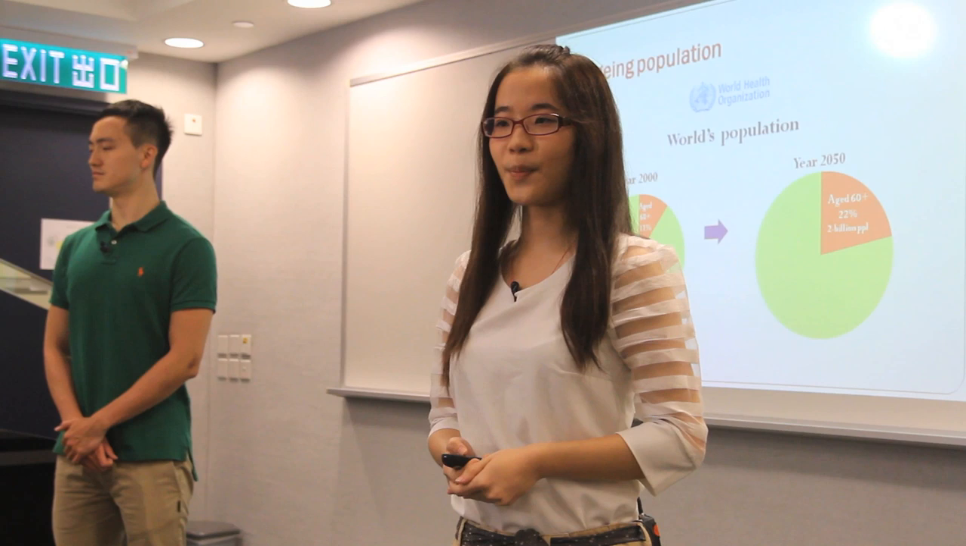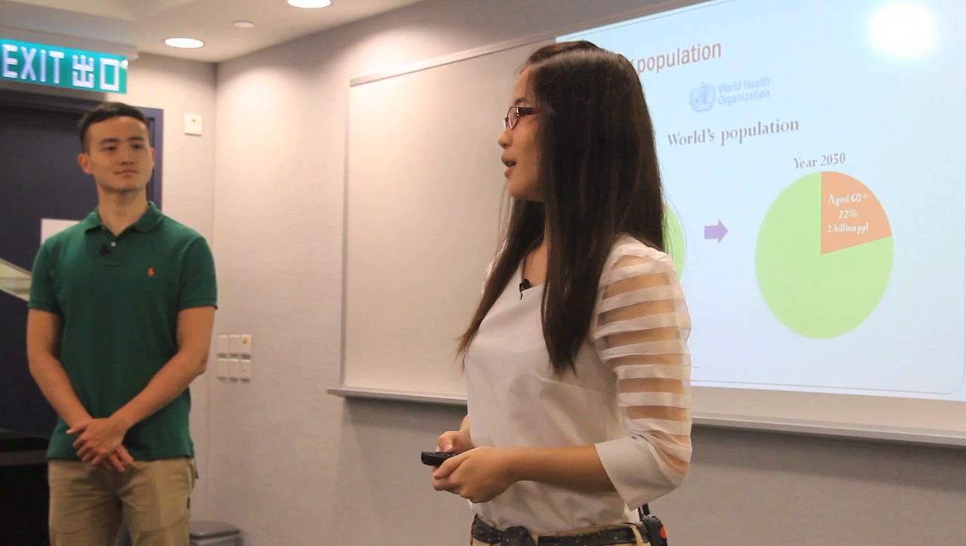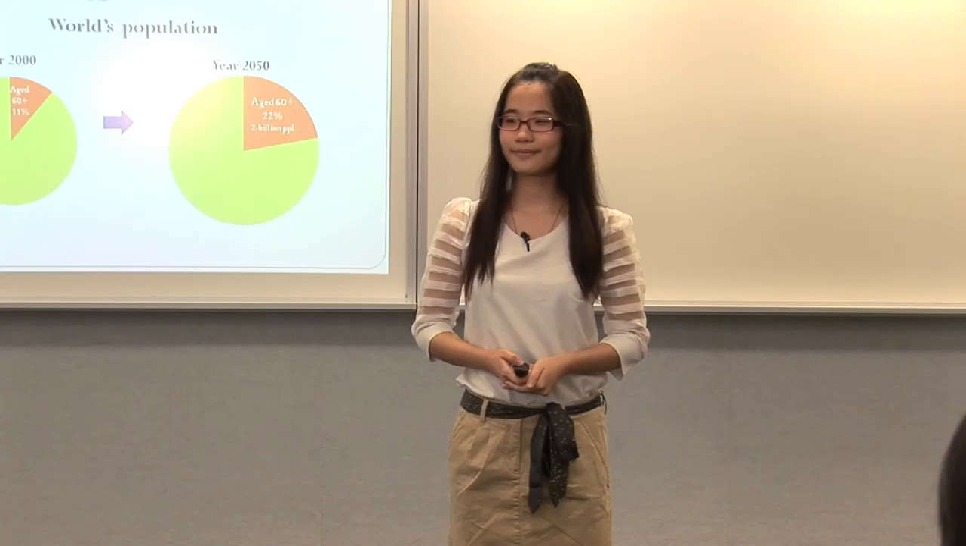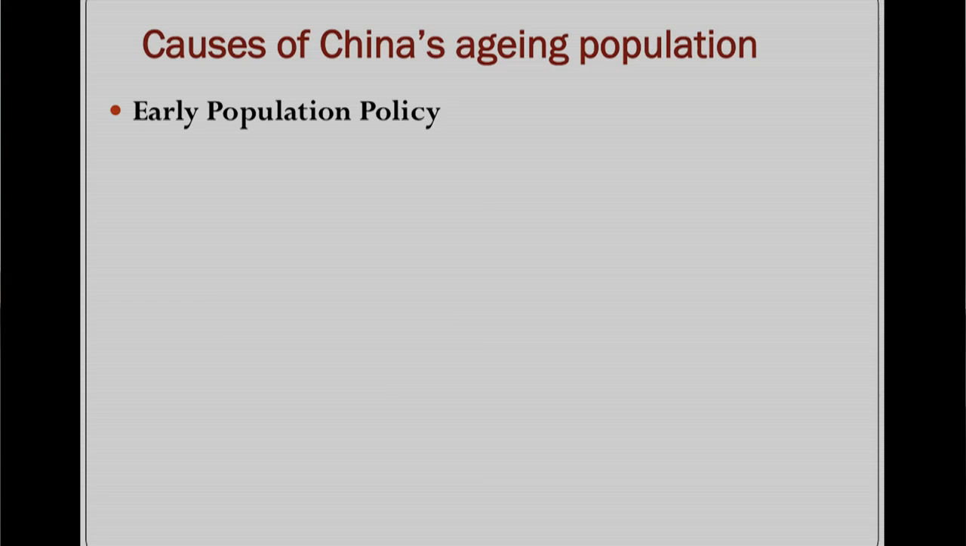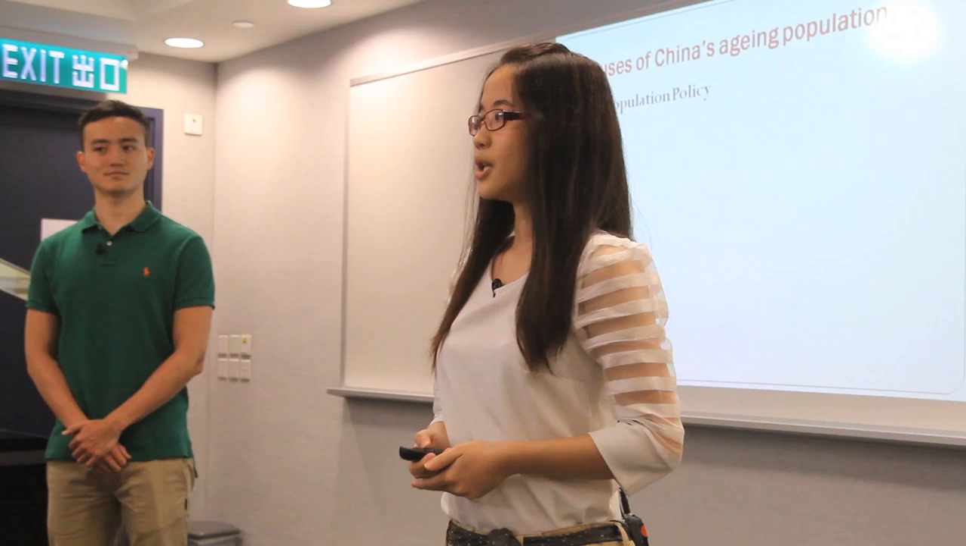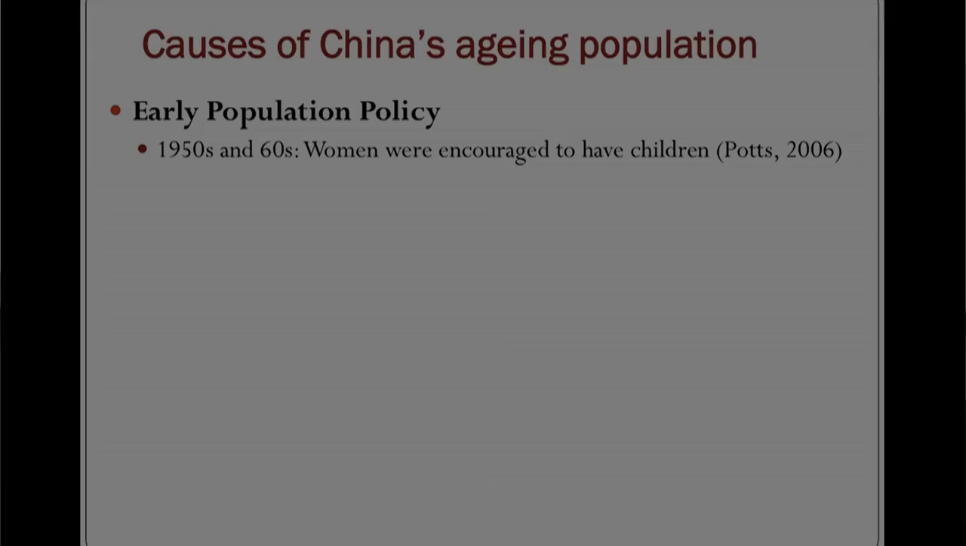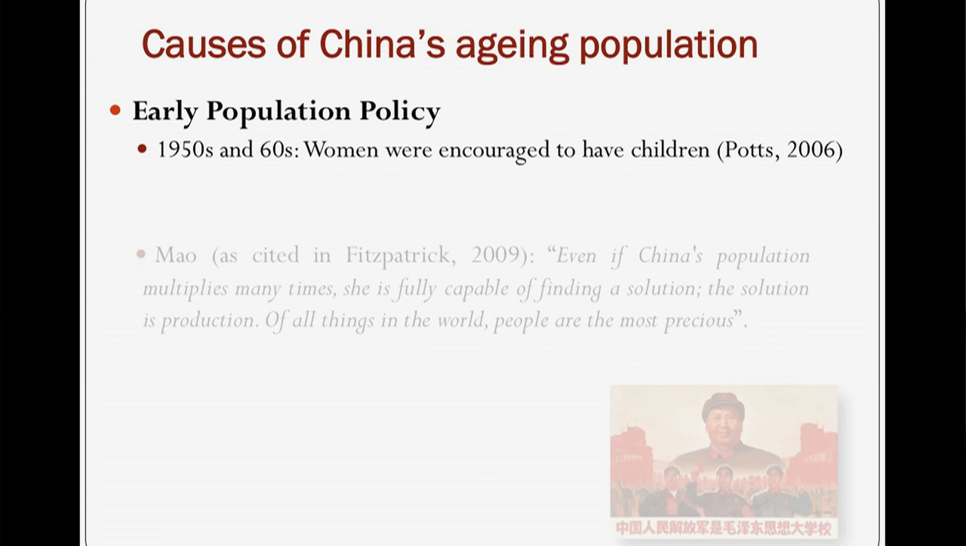Scholars have figured out the causes of China's aging population by studying the population policy and the social phenomena in China. I've identified three main causes. Now, I'd like to discuss the first main cause, the early population policy. The population policy in China has changed since the 1950s. In the 1950s and 1960s, women were encouraged to have children. This can be seen by this quote from Mao Zedong in 1949.